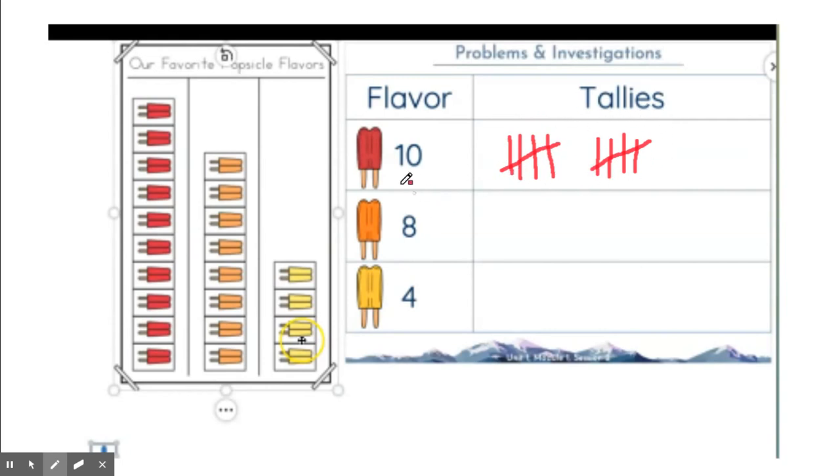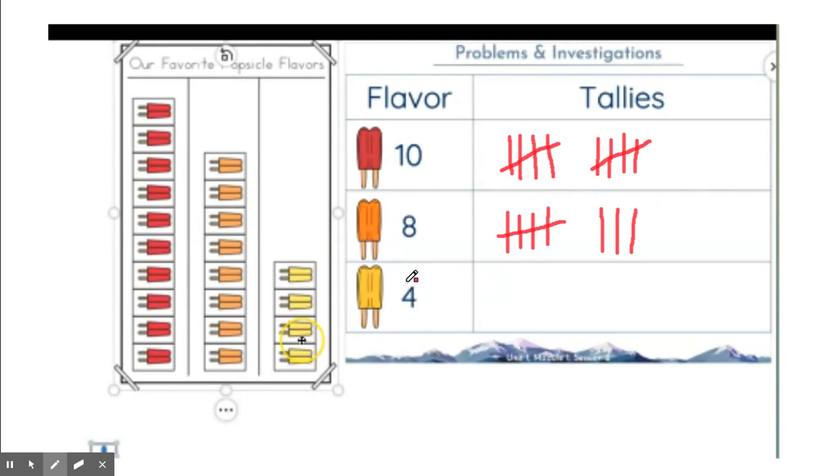Now I'm going to group these 8 popsicles into a group of 5 and some more. I know a 5 is going to fit in there. Let's try it. 1, 2, 3, 4, 5, but I have to keep counting up to 8. I'm going to leave some space to write my next group. 6, 7, 8. So 8 popsicles is a group of 5 and then 3 more.